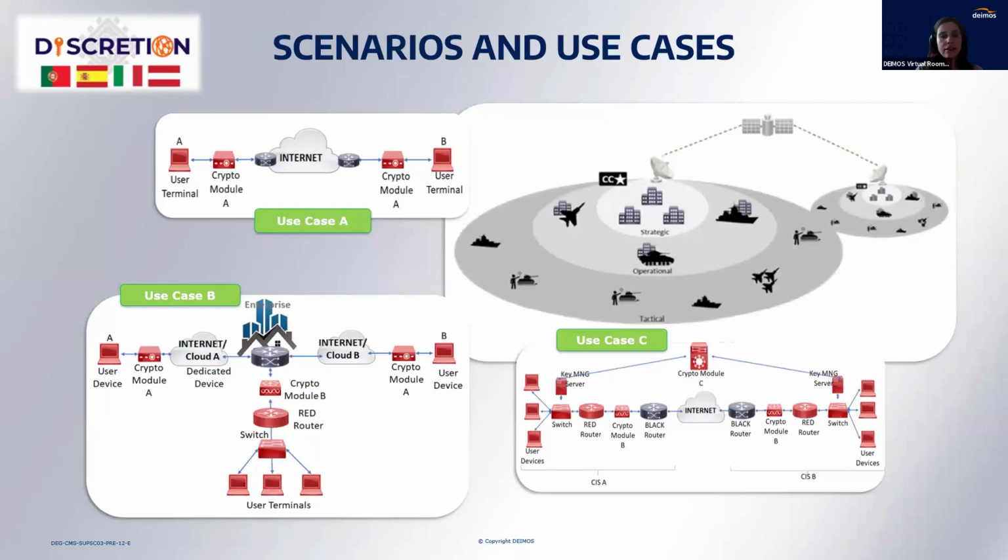Then we have a second case, which is an enterprise link encryption, where a central enterprise node will establish connections with several other nodes. And finally, the automatic management of the keys, which will provide agility to manage the keys of distinct enterprise networks.